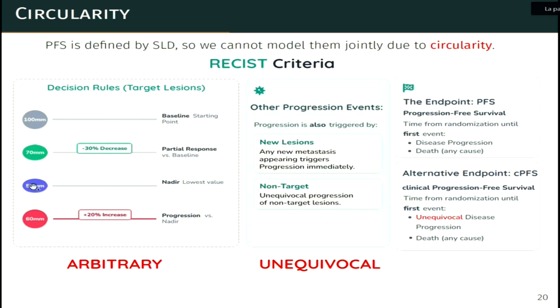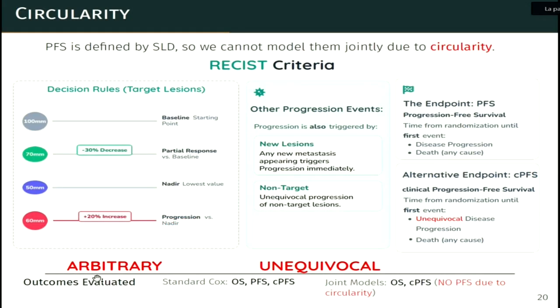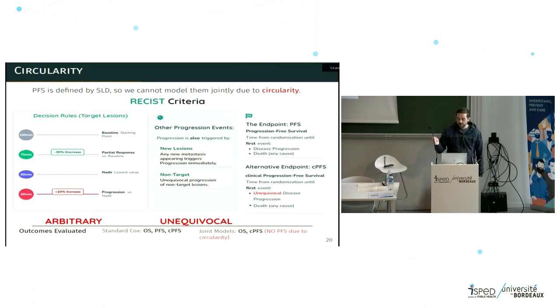So we basically discard this part, and we will use tumor size in a different way as a longitudinal predictor, and we only consider progression when we have metastasis or when the clinician says so. Okay? So to summarize, the outcomes evaluated with the standard approach, we can do every outcome: overall survival, progression, or clinical progression. I called it clinical progression-free survival, or whatever. The joint models can only do overall survival and clinical progression-free survival. We cannot do PFS because it's defined by SLD.